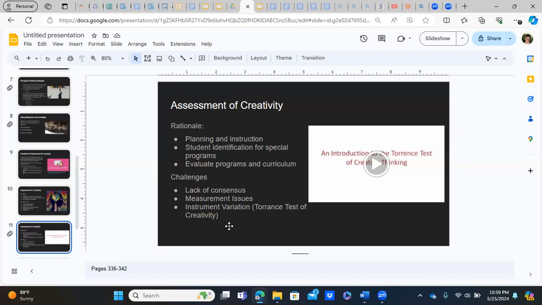It is by far the most popular. It's probably the most widely used test. And it is one that is definitely used within our state and nationally in order to identify gifted students. It typically is going to be part of a matrix that's used to identify students. It's not the only thing, but it's typically part of it.